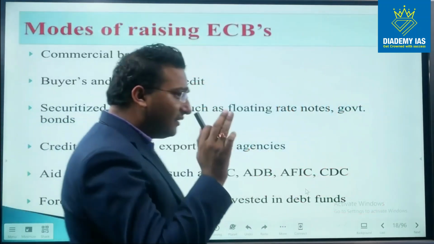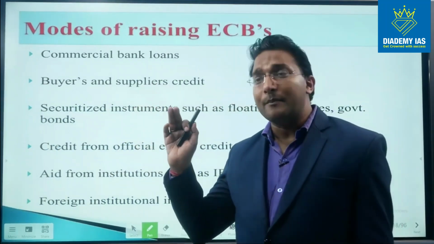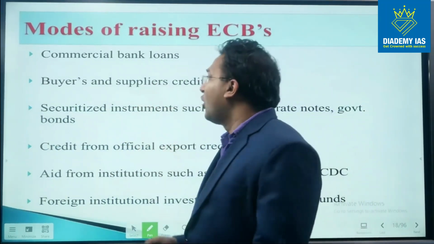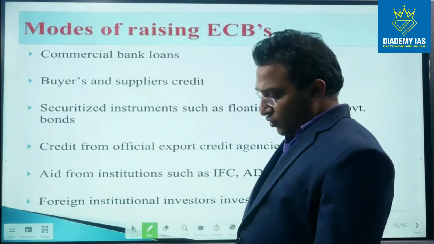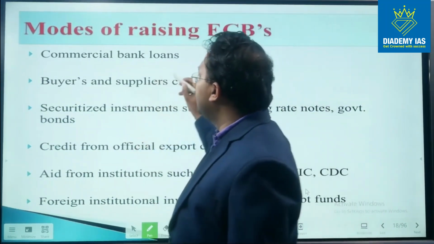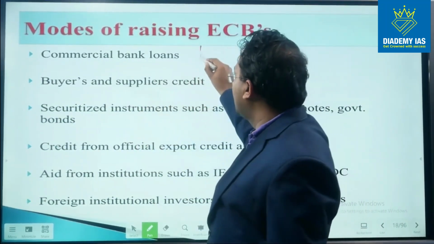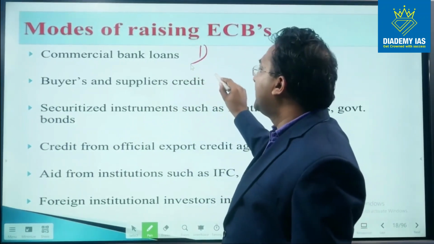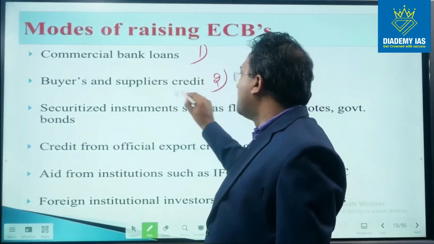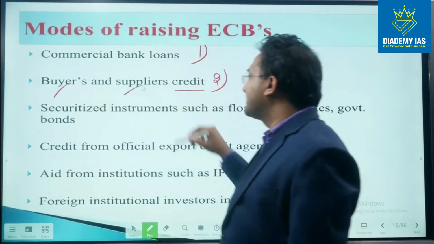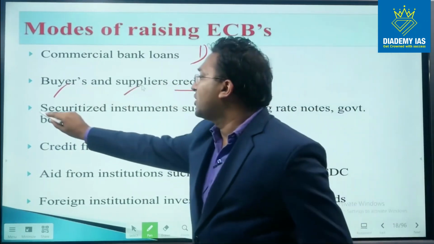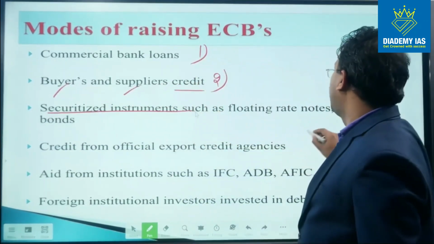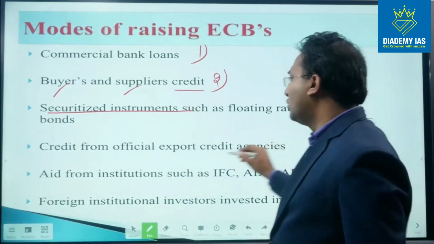So the categories that we just discussed were the primary categories. Apart from that, there are many other categories, right? We already discussed that we can take the loan from the commercial banks, then there can be credit from the buyer and the supplier. We discussed the example. They can be securitized instruments, for example floating rate notes and the government bonds.